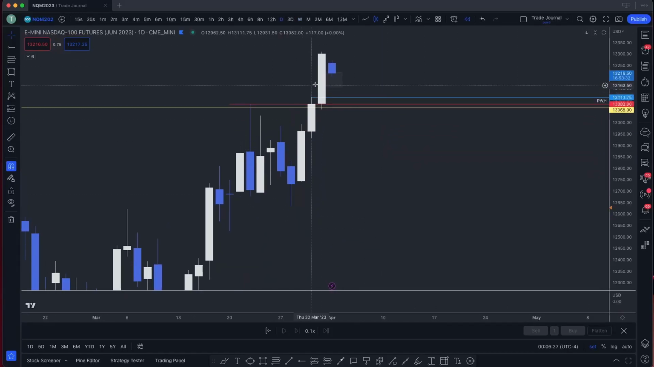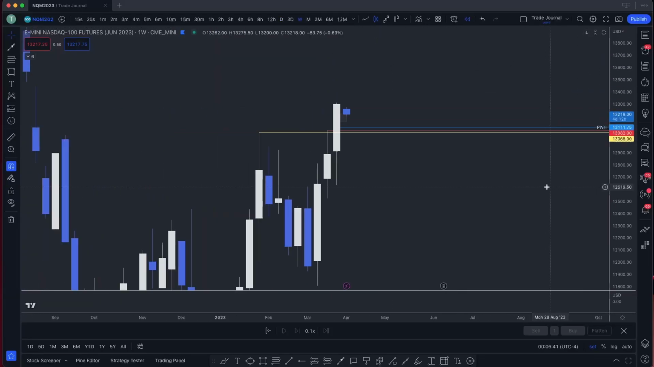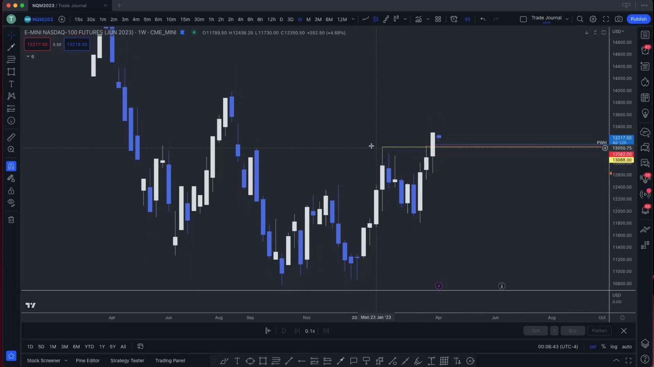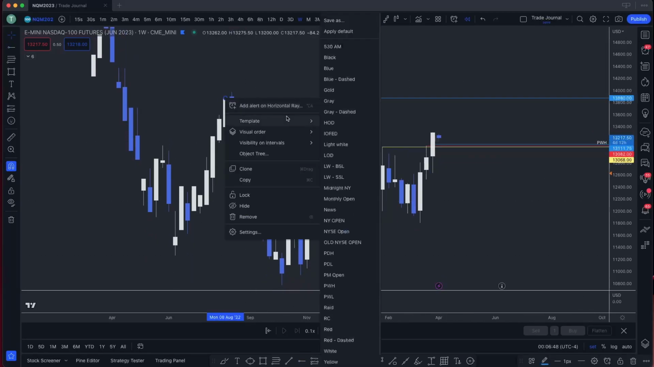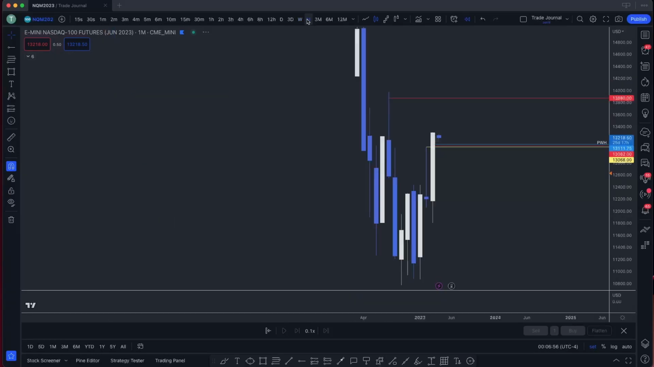I would love for it to come back down here into this range, but if it does it too soon, it could look just like a swift rejection. But again, it just looks way more likely that we're going to continue higher until we get to maybe 13,800-ish. Let's go to the monthly really fast.